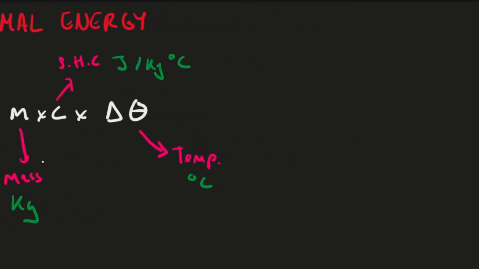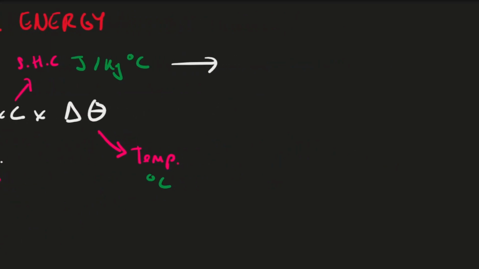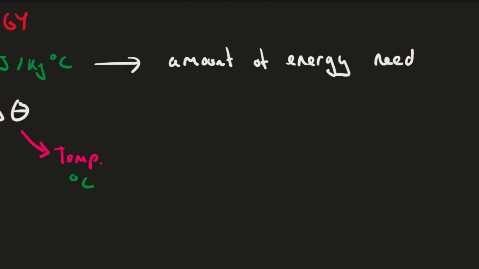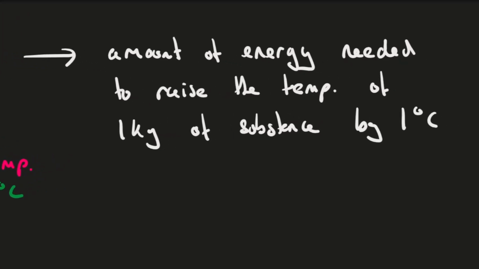So now let's actually have a look at what we mean when we say the specific heat capacity. So we can just define this very simply. The specific heat capacity of a substance is the amount of energy required or needed to raise the temperature of 1 kilogram of the substance by 1 degree Celsius. Okay, so it's quite a mouthful, but essentially all we're saying is that any type of material will have its own specific heat capacity, and what that means is every different type of material will require a different amount of energy input to make sure that that material raises temperature by 1 degree Celsius.